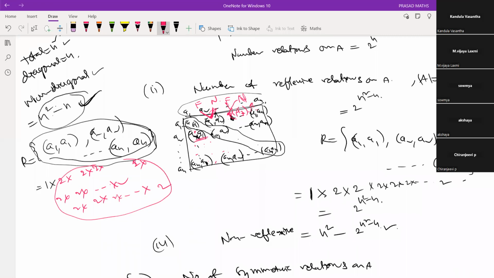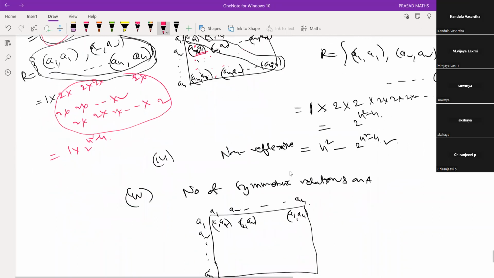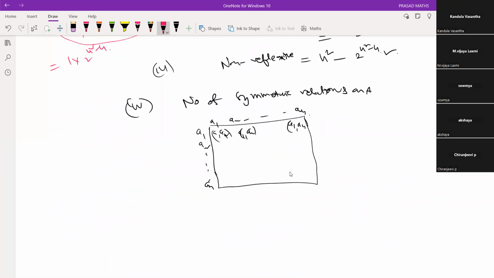How many 2s are there? Non-diagonal entries: n square minus n. This is what the formula is. Number of non-reflexive relations: 2 to the power of n square minus 2 to the power of n square minus n. See, total relations minus reflexive. Total relations is 2 power n square. That's it.